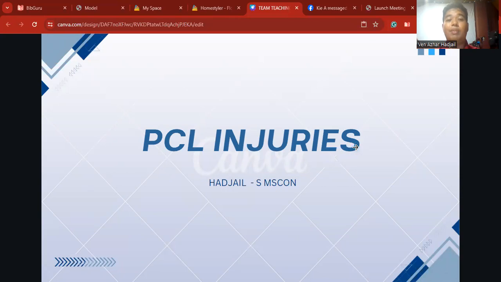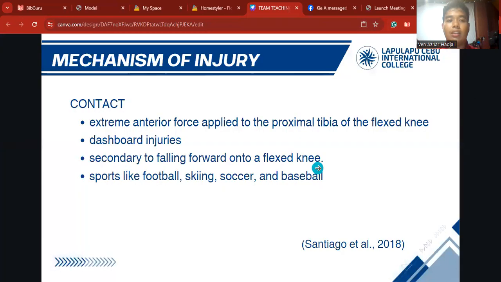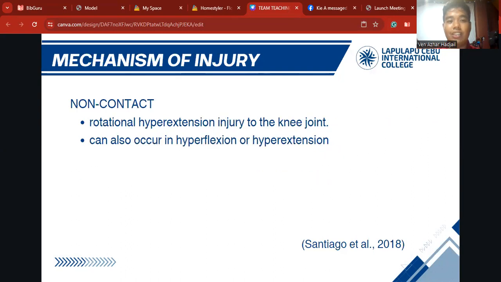We will be talking about PCL injury. Our course for today is musculoskeletal conditions. We have two types of mechanism of injury. First, we have the contact, which is the one that will touch the body, and the other is the non-contact.